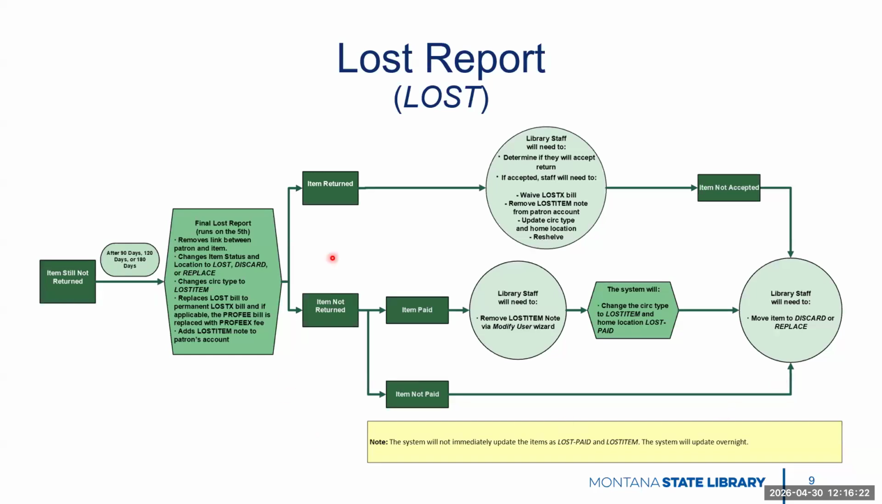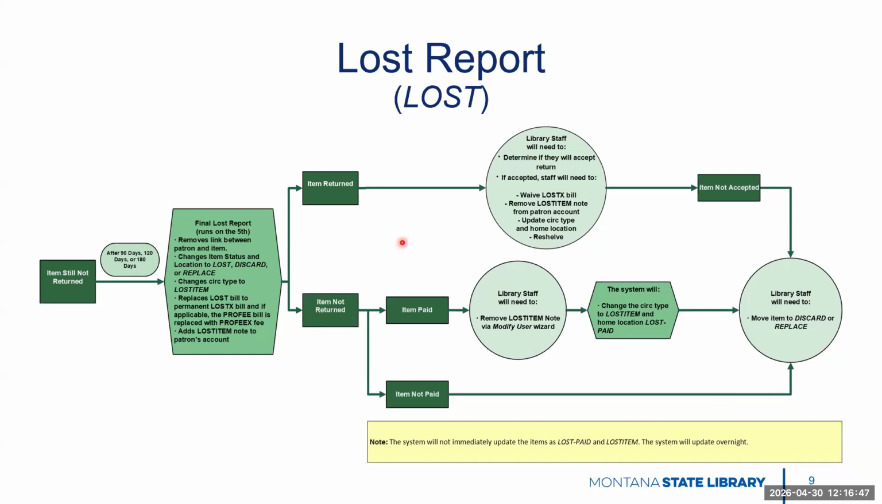So I kind of said this a little earlier. What happens if the item is returned after it moves through the report on the 5th? Well, staff need to do more work in that instance. They need to first determine if they're going to accept the return. If they don't accept the return, then you would just follow this chart down here.